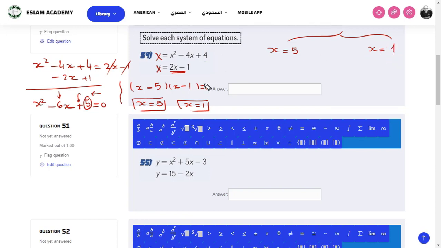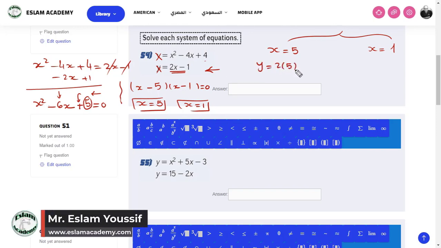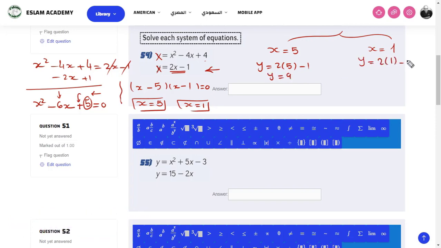By substitution in one of the two equations, we will choose the second equation, or the linear equation. y equals 2 multiplied by the value of x, which is 5, minus 1. It means y equals 9. y equals 2 multiplied by 1 minus 1. Then y equals 1.